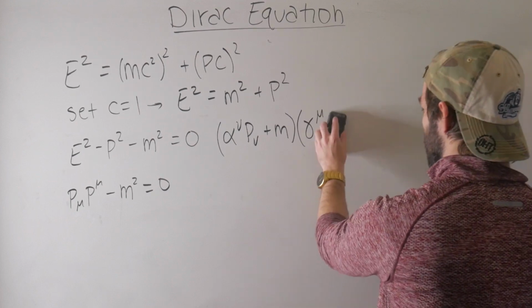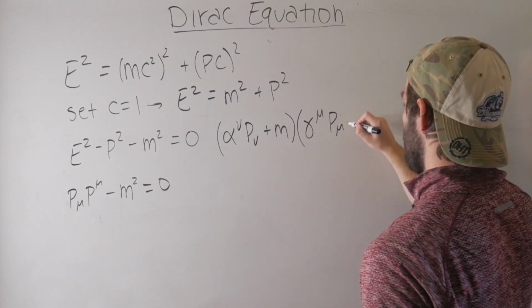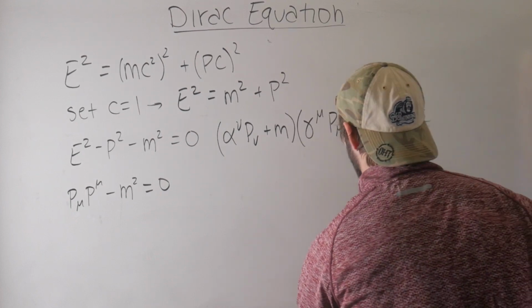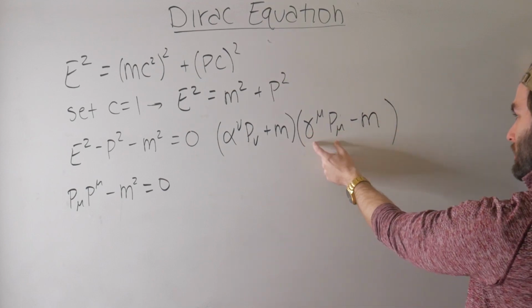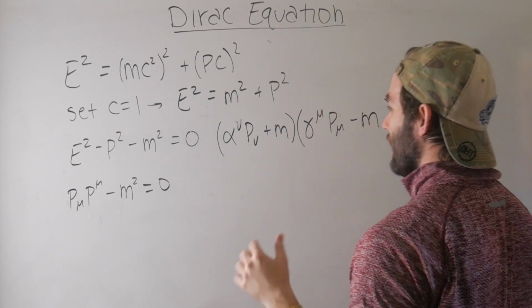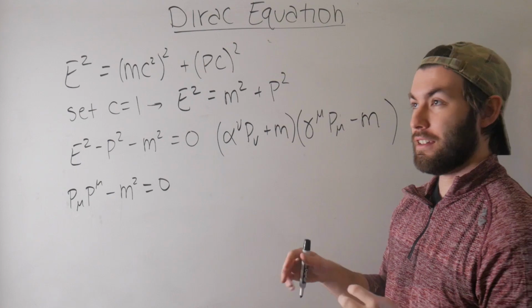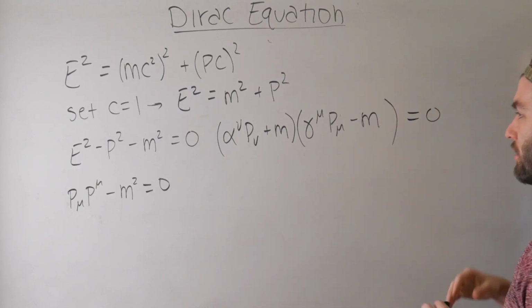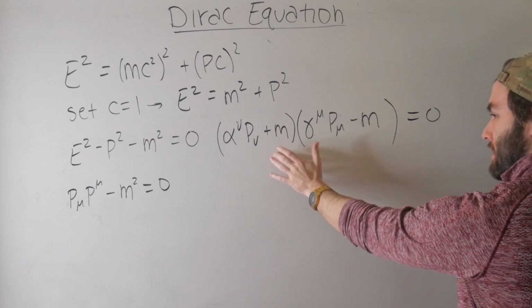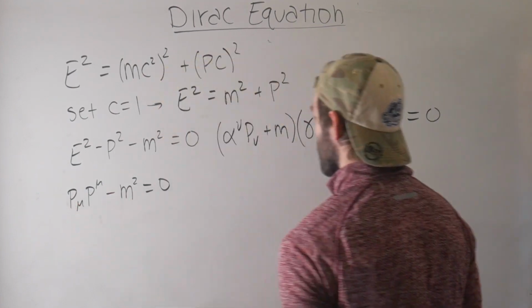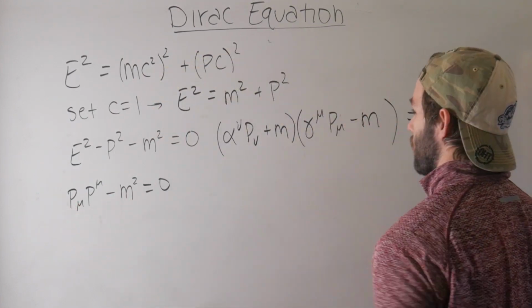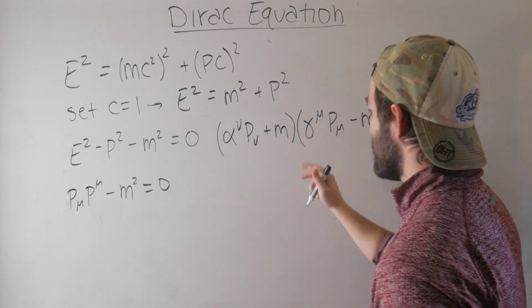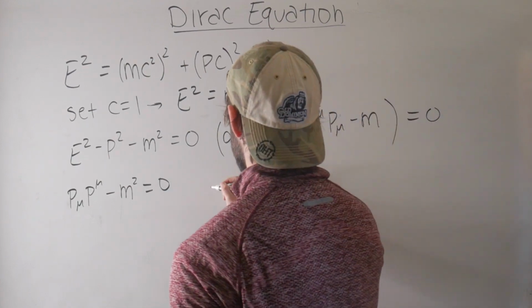Nope, times the 4 vector p mu minus m. Okay, so we've got a 4 vector, it gives us a scalar minus a scalar, so at least dimensionally this makes sense, and this should be equal to 0. So at the end of the day, we want to be able to multiply this out and recover this here. So let's go ahead and multiply out our factor, and we'll see what our alphas and gammas have to be in order for this to make sense.